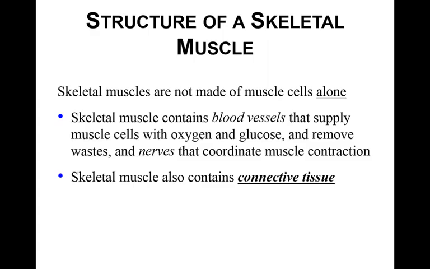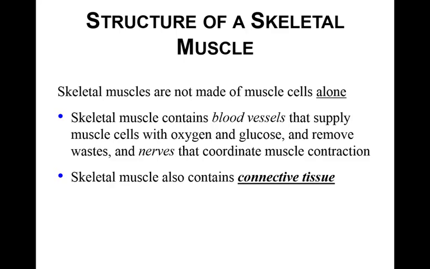All right, so you know by now that skeletal muscles are not made of just cells, okay? Skeletal muscle has blood vessels that help supply the muscle cells with oxygen and glucose, two very important things we need for ATP in order for contraction to take place. They also remove waste, and there are nerves that help coordinate muscle contraction that are within this skeletal muscle.